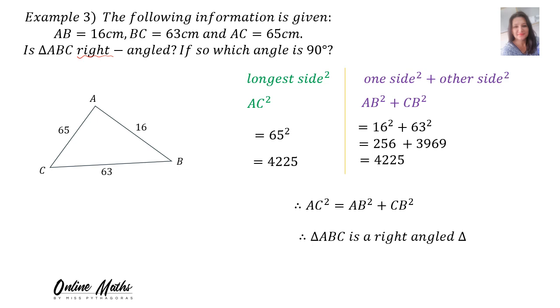And then the second part of this question was, if so, which angle is 90 degrees? Now remember, the hypotenuse is the side opposite the right angle, the 90-degree angle. So the hypotenuse is also the longest side. So in this case, the longest side is the 65, AC, and we know that the right angle will be opposite B. So therefore, angle B will be the right angle.